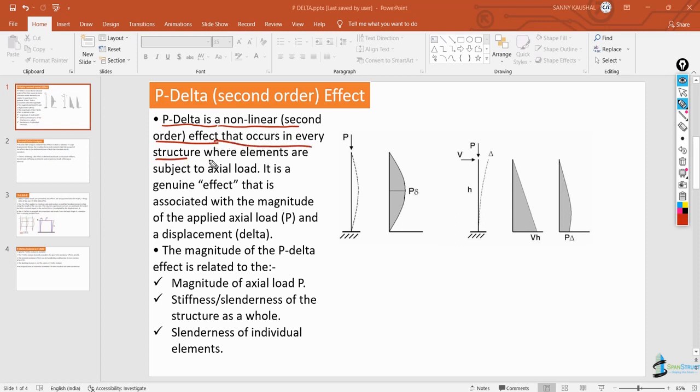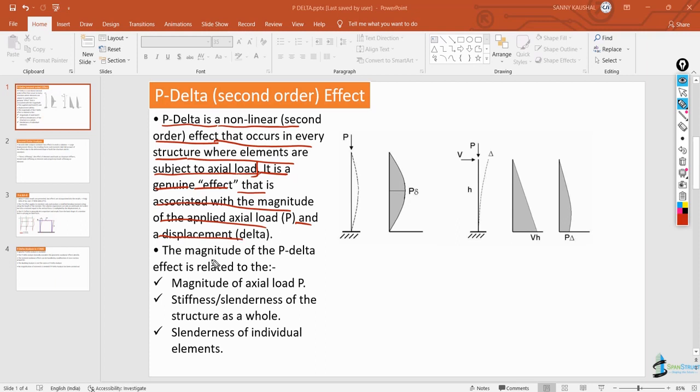Now read the next line: that effect occurs in every structure. So the P delta effect will occur for every structure where the elements are subjected to axial load. Where there are elements like columns, when they are subjected to axial load, the P delta will occur. It is a genuine effect, meaning it is a real effect, and it is associated with the magnitude of the applied load, and the displacement, that is delta, that is caused.